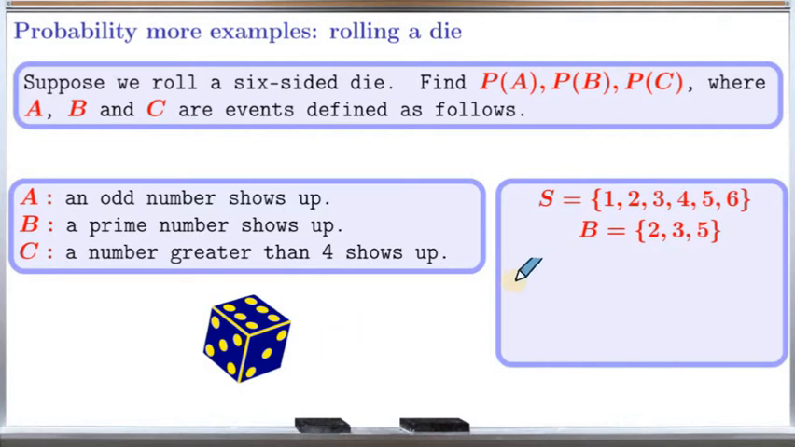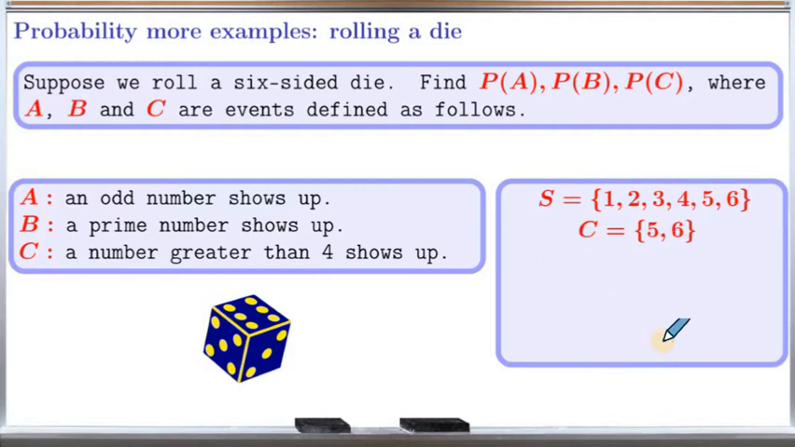Now let's find probability of B. So we know an event B contains 2, 3, 5 because event B is a prime number shows up. So we have a formula, probability of B equals size of B over size of sample space. So our size of B is 3 and our size of sample space is 6. So 3 over 6 is also equal to 1 over 2.